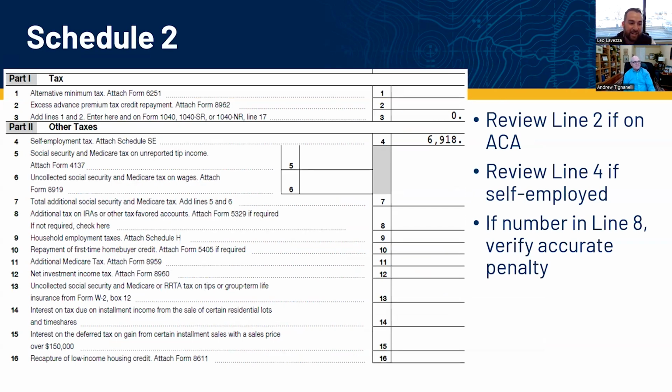That's true. So the next one, this is Schedule 2. These are just some extra taxes, if you are on the Affordable Care Act.